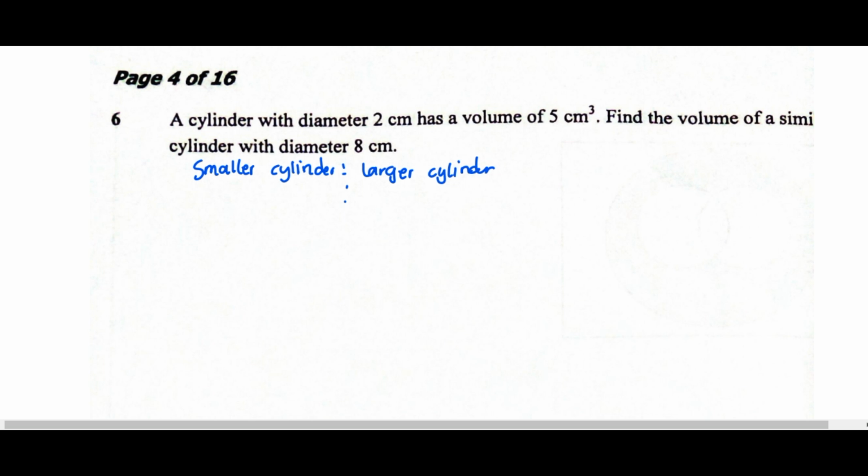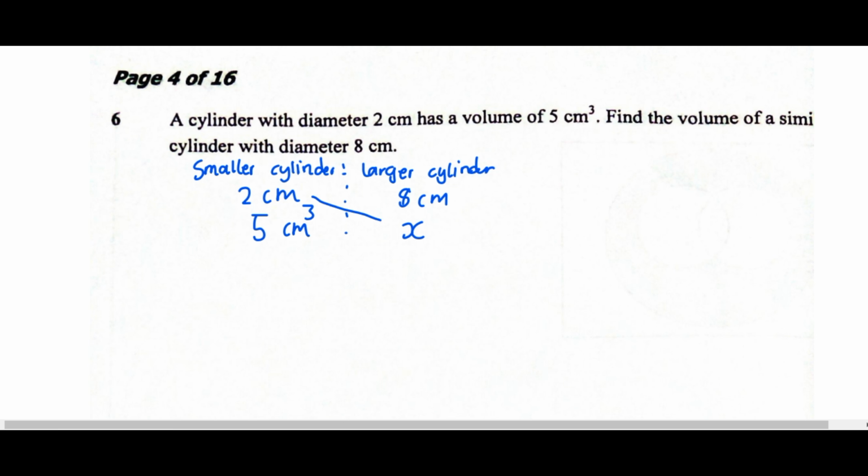Then the smaller cylinder has the diameter of 2 centimeters. Then the larger cylinder has the diameter of 80 centimeters. So how can we find the volume? So the question is, we are finding the volume of a similar cylinder, so the volume of the larger cylinder. This is the volume of the similar cylinder. We have it, which is 5 centimeters cubed. Now, for this question, we can just go direct.